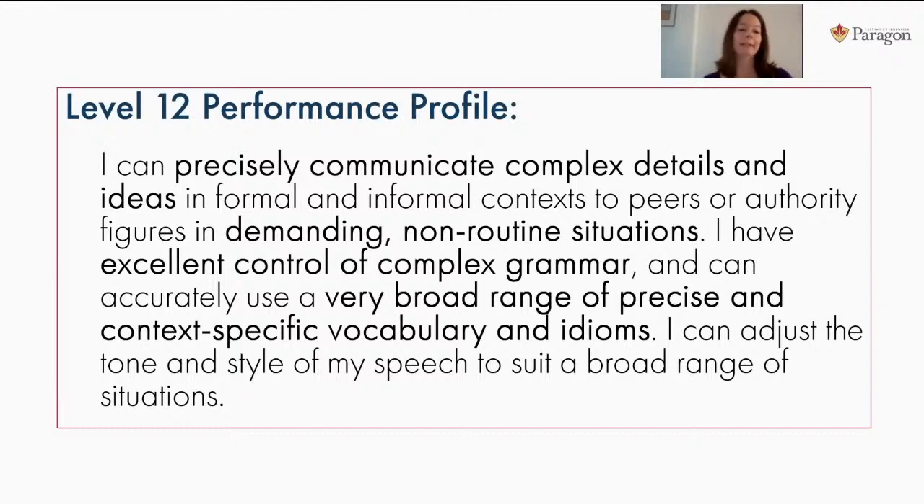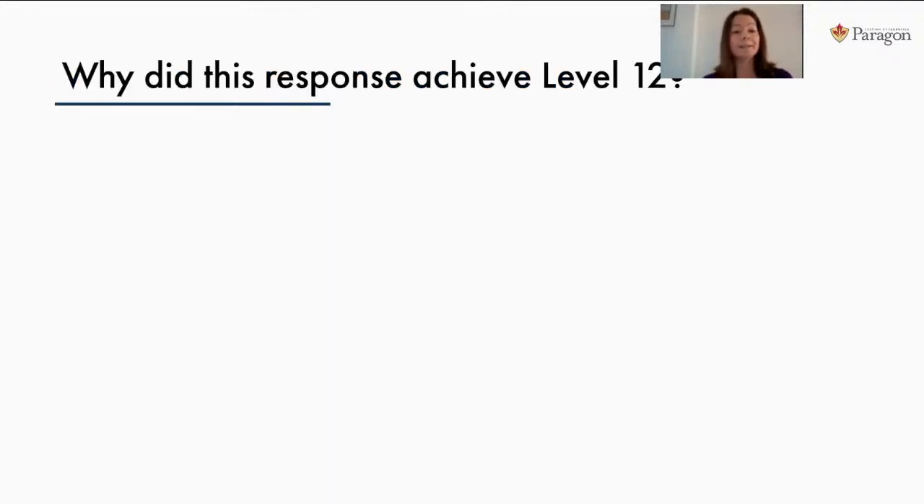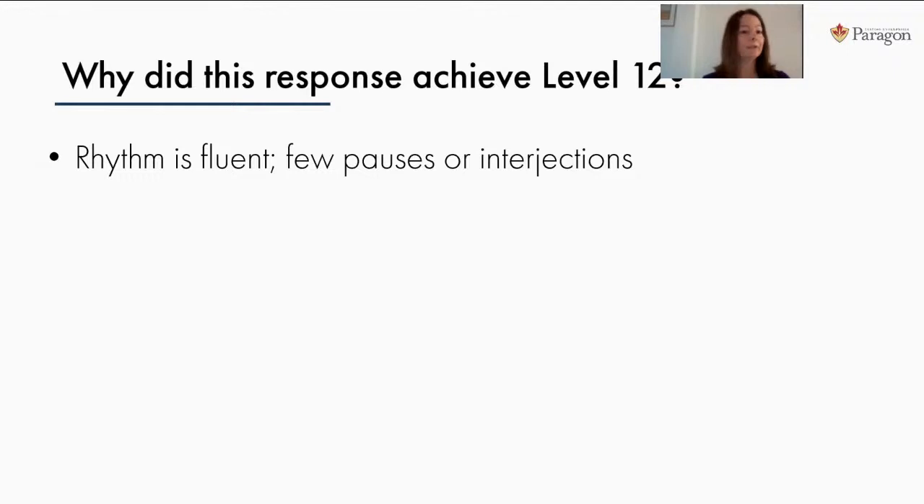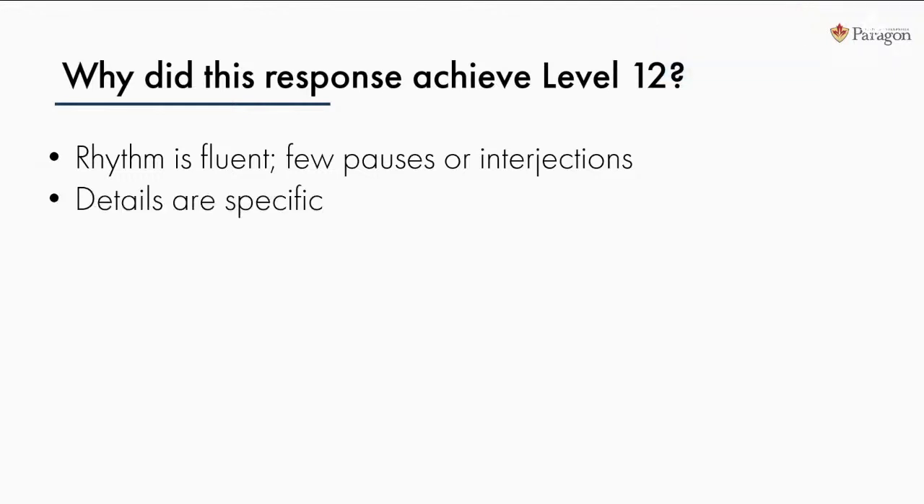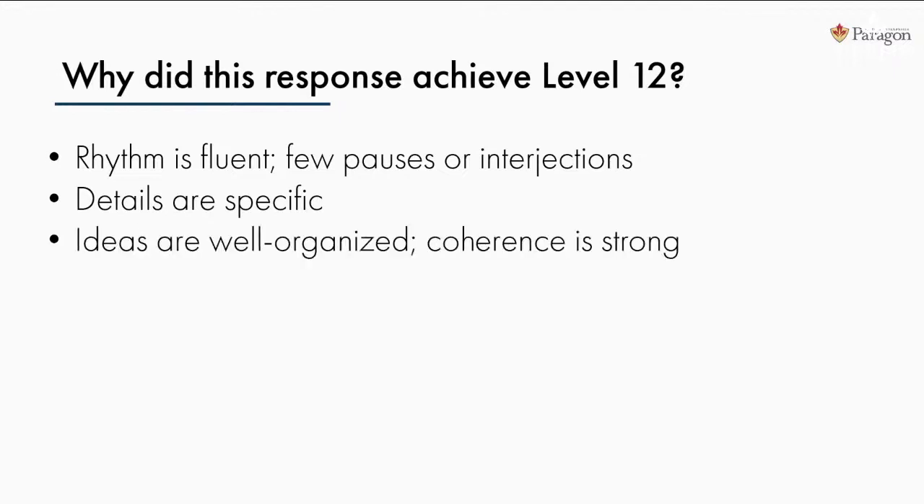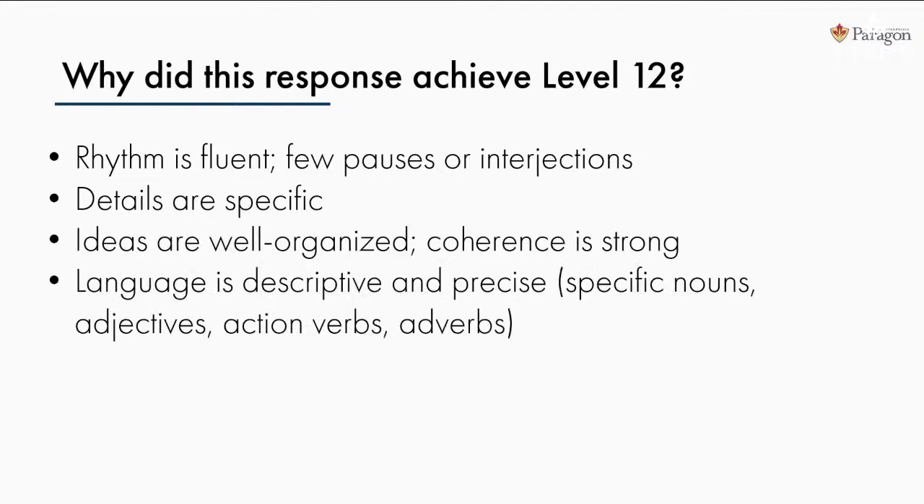We've also looked at this test taker's ability to weave complex sentences together and organize them, and lots of context-specific vocabulary, a big range, so we never get a repetition all the way through. So in summary, this response achieved a level 12, partly because his rhythm was very fluent, his details were very specific and well-organized. The language was also very descriptive too.